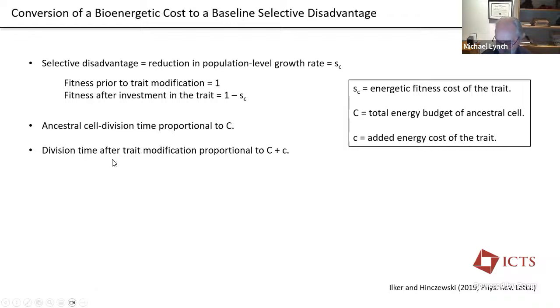This is important because this is the currency upon which natural selection operates. Longer division times means you enter your genes into the gene pool at a slower rate, and you'll fall behind. I won't go through the math here, but what things work out to be is that the selective cost of a trait turns out to be simply the ratio of this added cost relative to the total cell energy budget. So that should be almost intuitive, but there's a fair amount of math that goes beyond this.